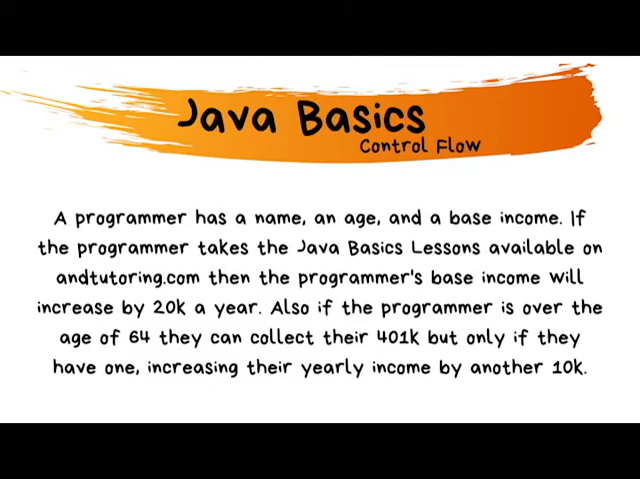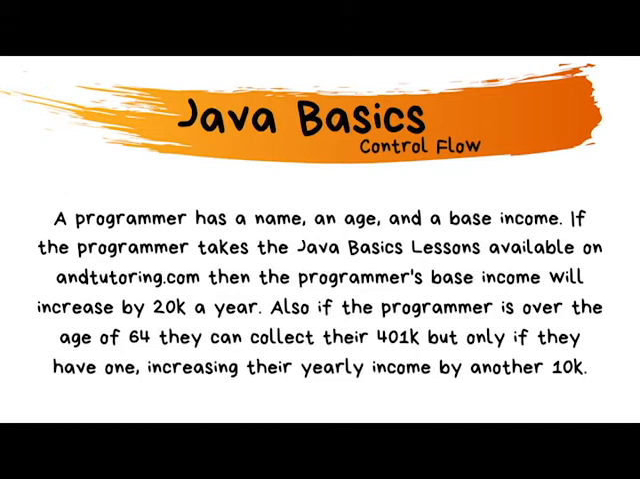A programmer has a name, age, and a base income. If the programmer takes Java Basics lessons available on Tutoring.com, then the programmer's base income will increase by $20K a year. Also, if the programmer is over the age of 64, they can collect their 401k, but only if they have one, increasing their yearly income by another $10K.